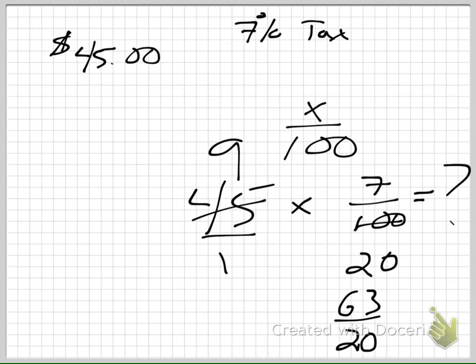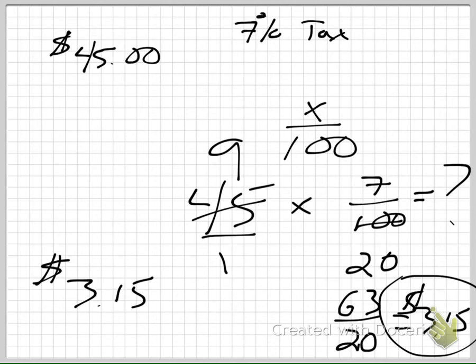Just do it. What does the calculator say? 3 point what? 3.15. That is dollars. So 63 over 20 equals $3.15 tax. That's how much the tax is. If I want to know how much the whole thing is now, including the tax, what do I do with that $3.15? Add it to the original 45, so it'd be $48.15. Depends on the question. If they say how much is the tax, there's the tax. If they say how much is the whole thing now, you have to add it. It'll be $48.15. Does that make sense?